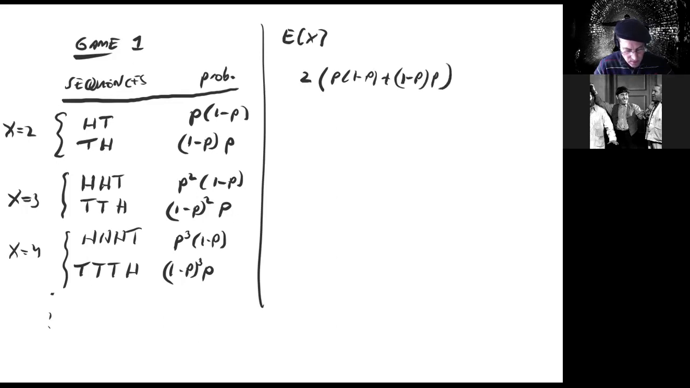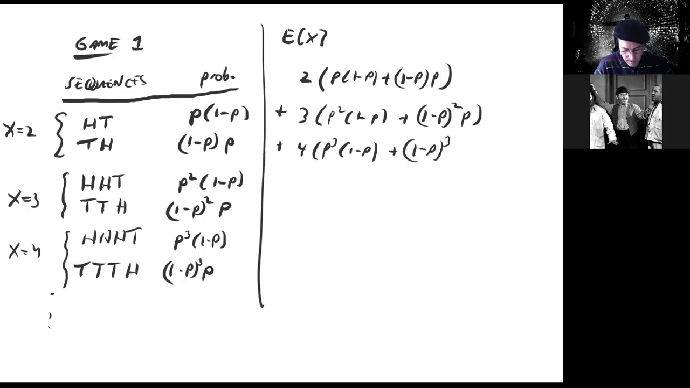And then the next term would be 3 times p squared times 1 minus p plus 1 minus p squared times p. And then you would get a 4 times a p cubed times 1 minus p plus a 1 minus p cubed times a p. So you can see I'll put a dot, dot, dot here. The answer is going to be, we can rewrite this in the following way.